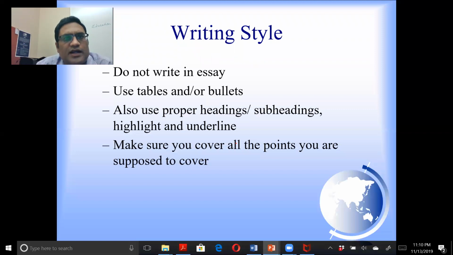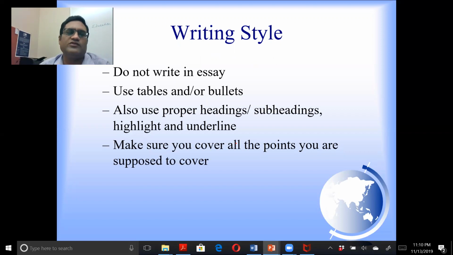Some tips: writing style, do not write in essay format, use tables and or bullets. You are going to be writing about how you're going to operate your company in South Korea and Taiwan, so you could even create a table as to how it applies. Also use proper headings, subheadings, highlight and underline things. That just makes it easier for people to understand.